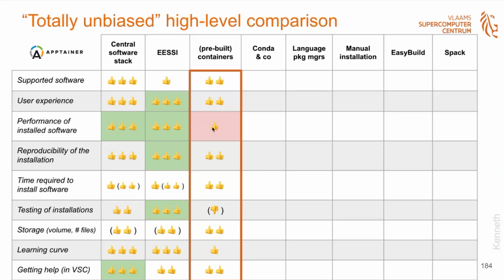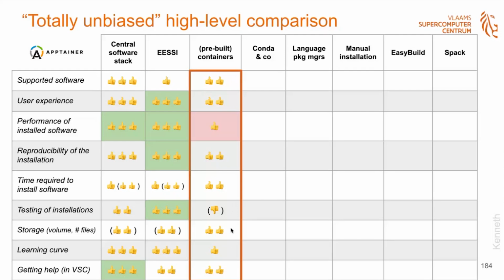Then looking at containers, here you already see maybe a less positive picture across the whole thing. The performance of the installed software is not necessarily bad, but if you download a random container image, it's unlikely that it's going to be optimized for your particular CPU. So that's definitely something to keep an eye out for or to be aware of. Testing of installations, I would expect it's a lot less tested. Somebody produces an image and maybe they have tested it for themselves, but they've probably not tested it across different systems. So that's probably less positive there.